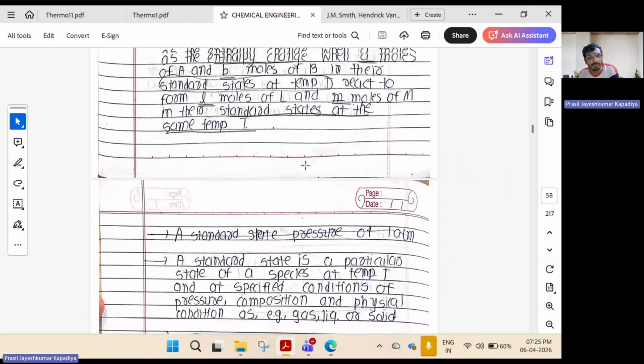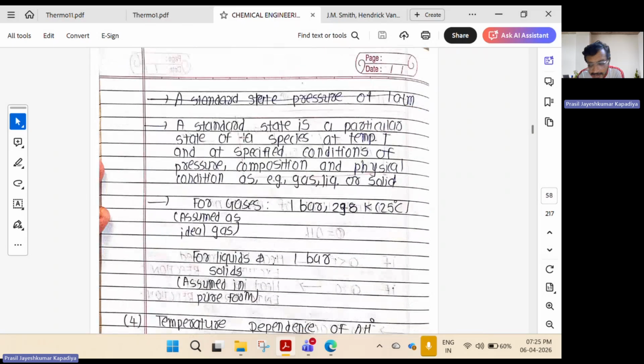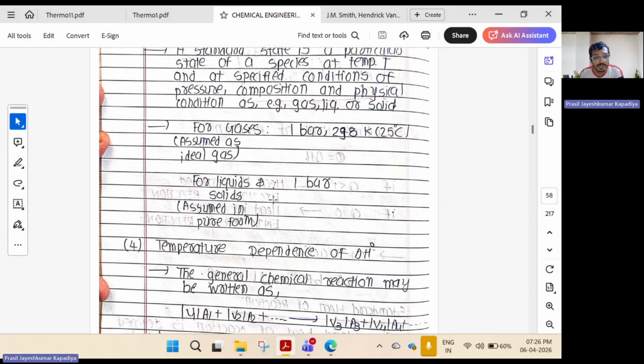We are using one word, standard state. So what is standard state? A standard state is a particular state of a species at temperature T and specified conditions of pressure, composition, and physical condition. For gases, the standard state is assumed as an ideal gas, and the condition is 1 bar pressure and 298 Kelvin. For liquids and solids, those are assumed in the pure form and the pressure is generally taken as 1 bar.